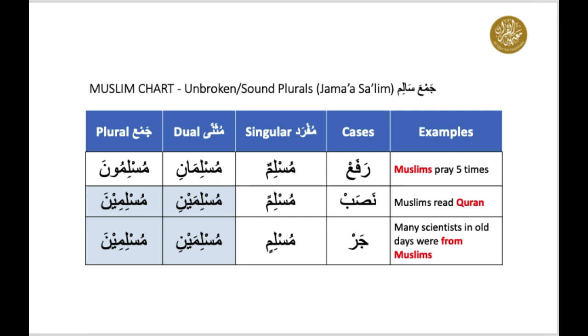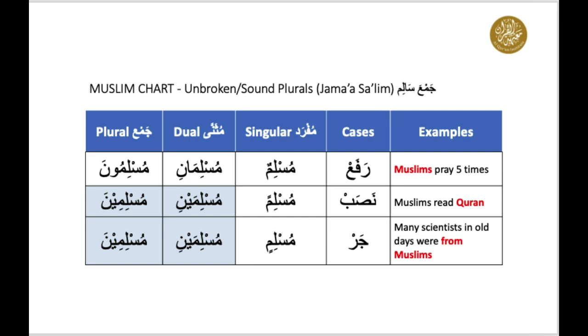Next, Musliman, which is nasab status, has become Muslimaini. So aini has been added at the end of Musliman. And on the last row, you can see Muslimin has become Muslimaini as well, like the row above. So Musliman and Muslimaini, they are both mansub or nasab status. Similarly, Muslimin and Muslimaini, they are both majroor or jar i'rab status.